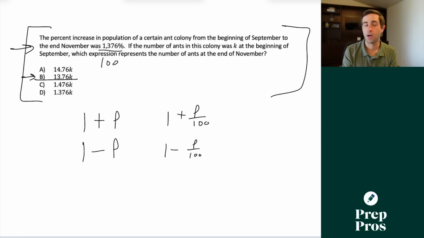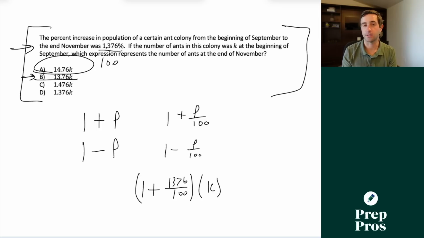So here, we can find the multiple very easily by simply using that formula. We're going to do 1 plus 1,376 over 100, and we're going to multiply that by K. And when we do that, we're going to find our correct answer of A.